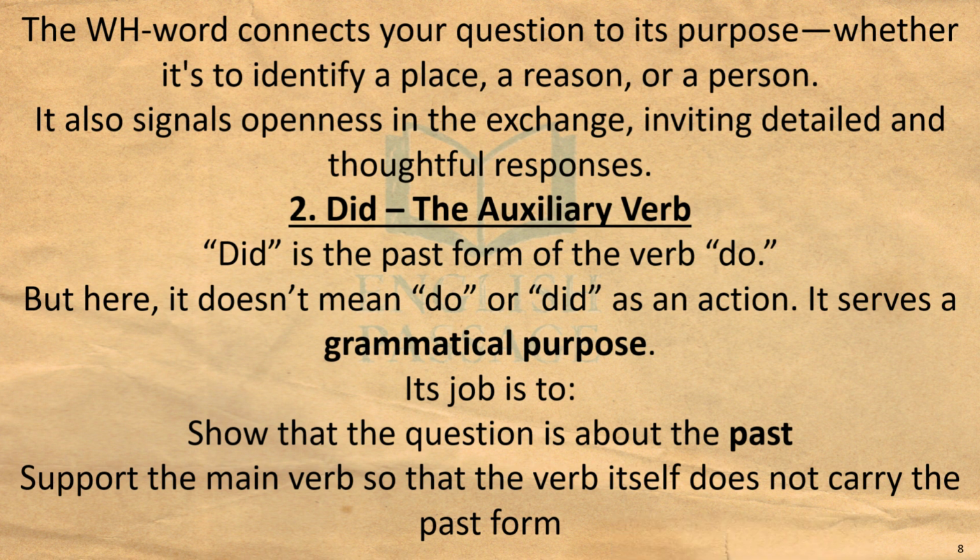2. Did, the auxiliary verb. Did is the past form of the verb do, but here it doesn't mean do or did as an action. It serves a grammatical purpose. Its job is to show that the question is about the past. Support the main verb so that the verb itself does not carry the past form.